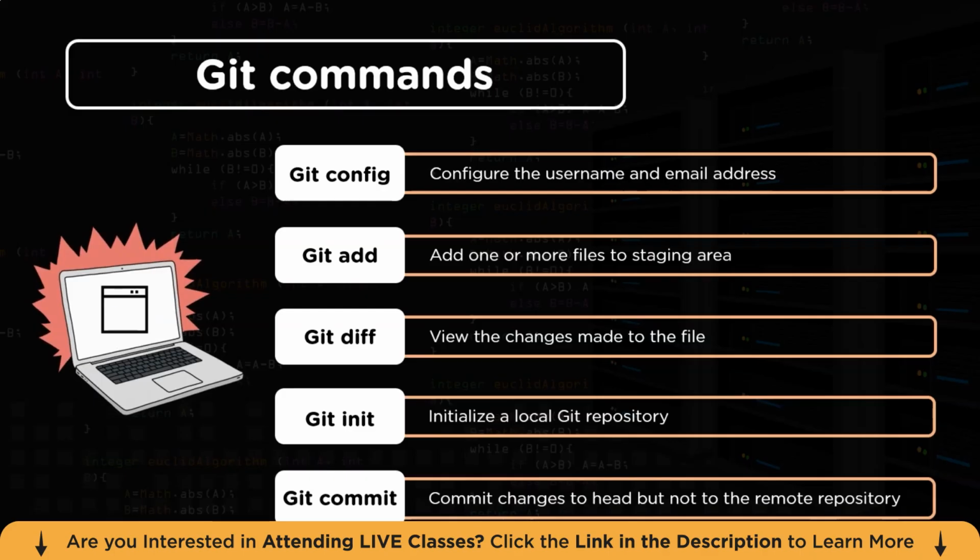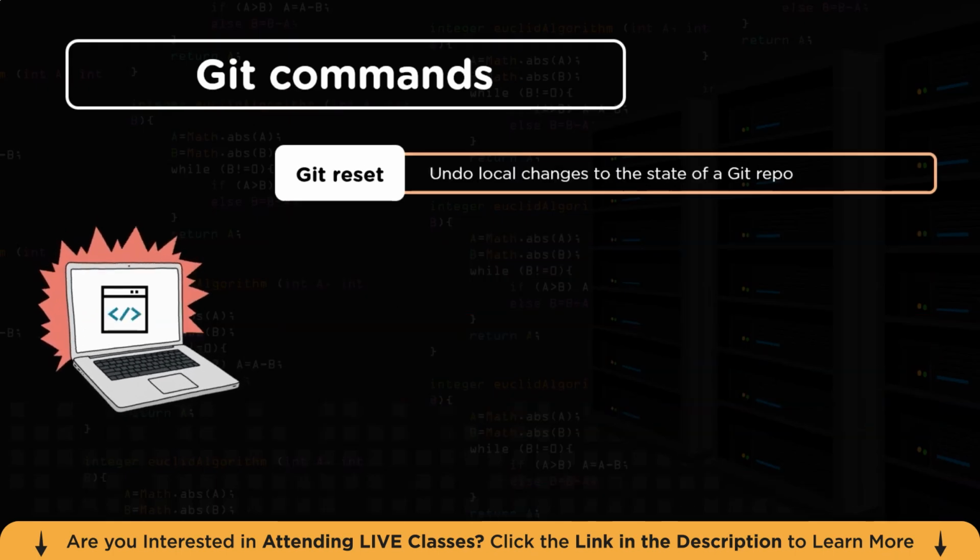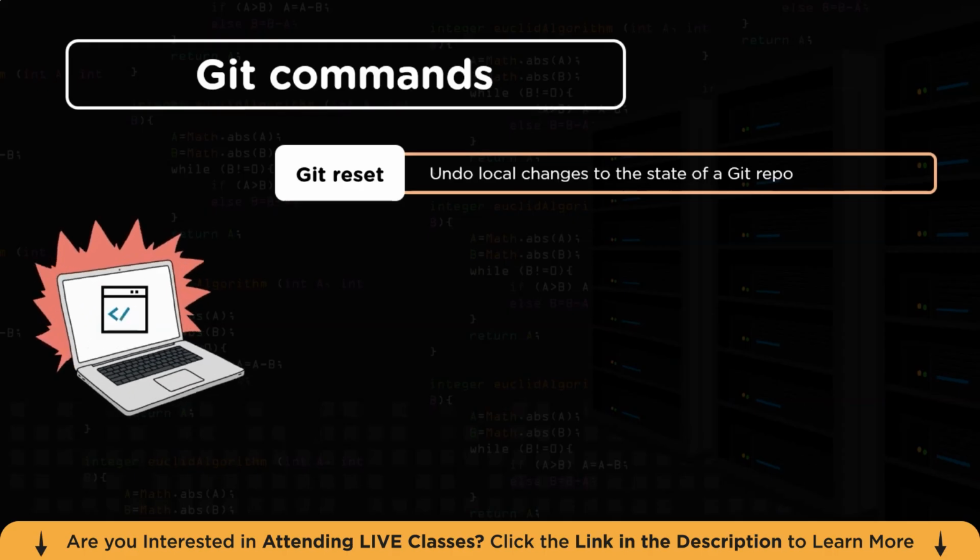Fifth command is the git commit command. This helps in committing all the work we have done in terms of files we have changed or added. Everything will be committed with a single command. Next command is the git reset command. This command helps in undoing the local changes made to the state of a Git repo.